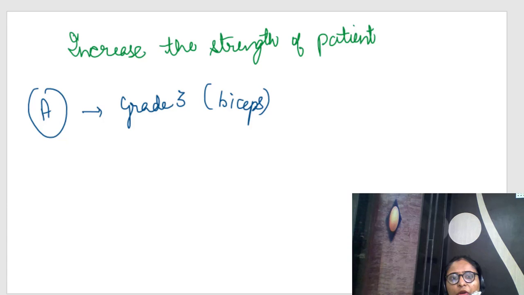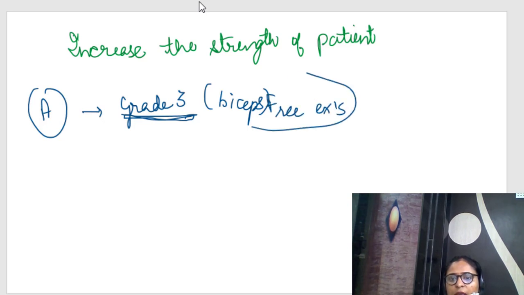I already told you the techniques of exercise therapy that we follow: assisted, then free exercises, then assisted resisted, then resisted. So here the patient is able to perform the exercise. In which category is he? He is in the free exercises category, meaning he is able to perform the exercises on his own.